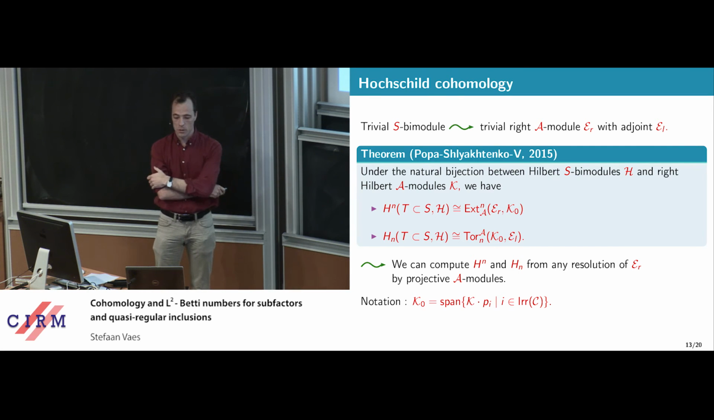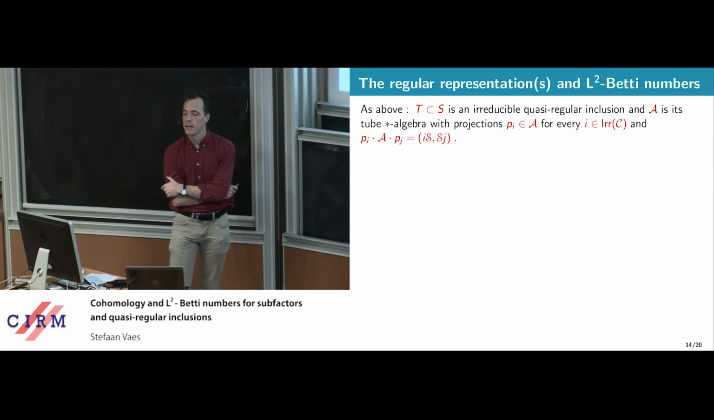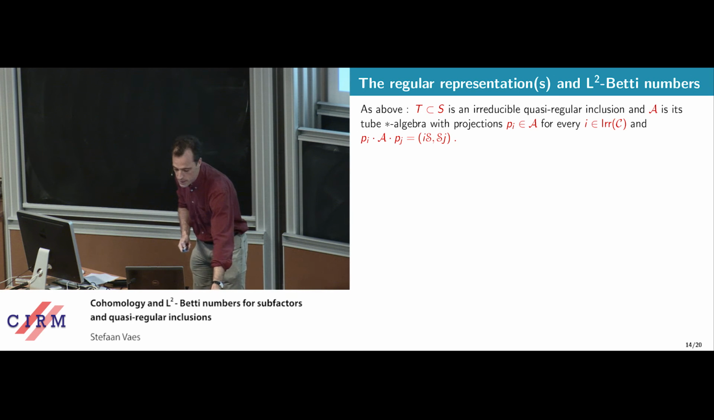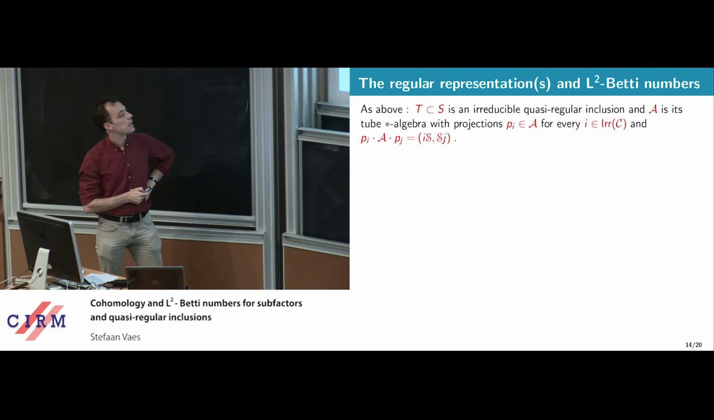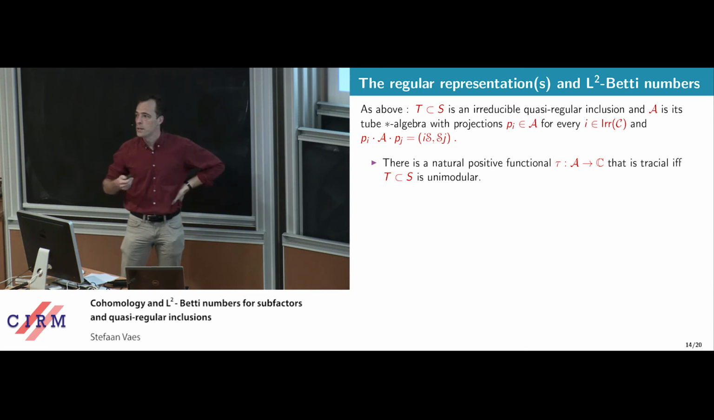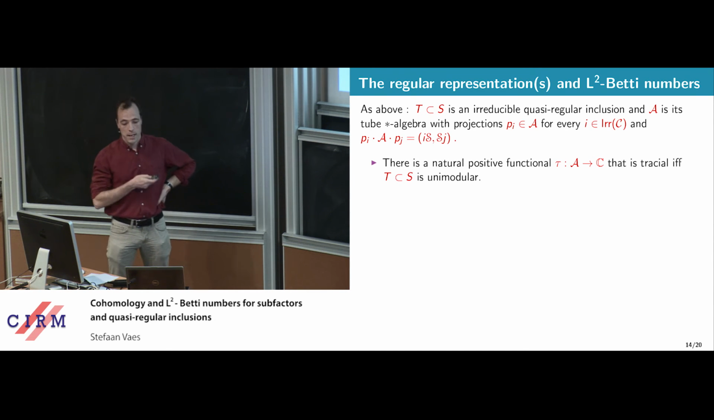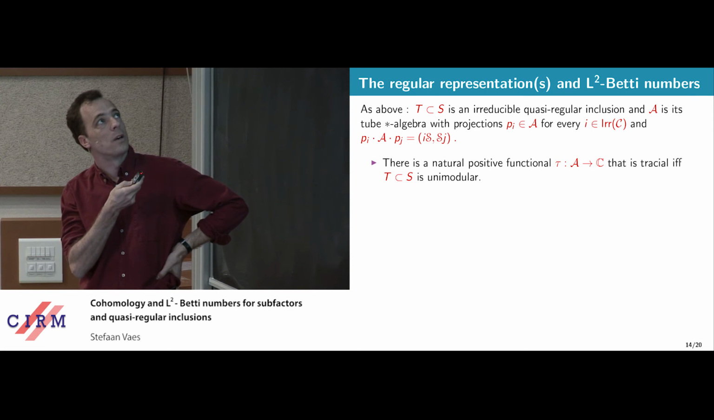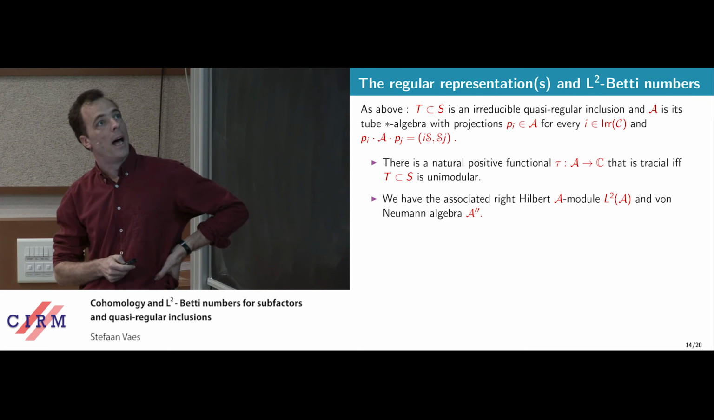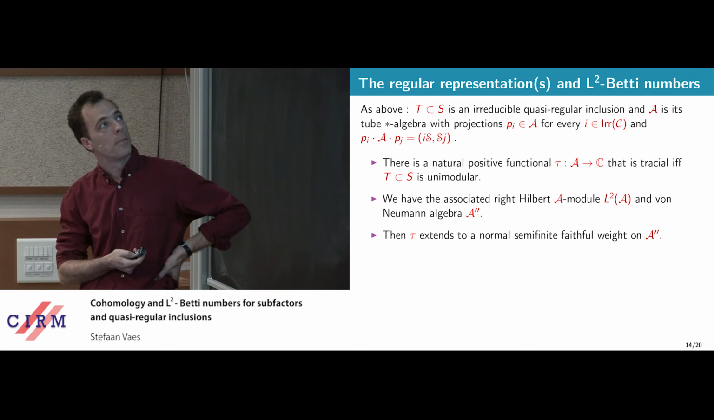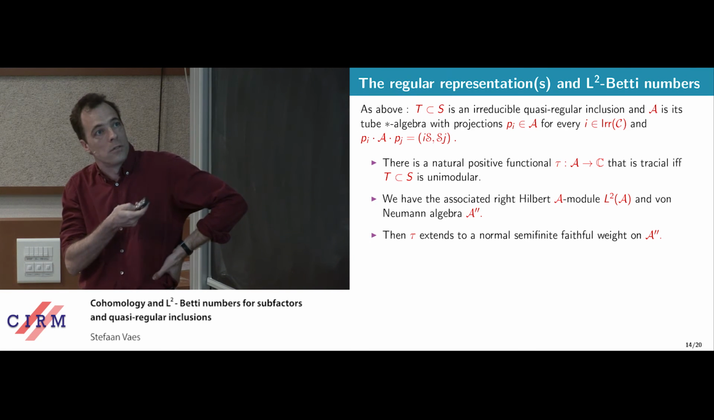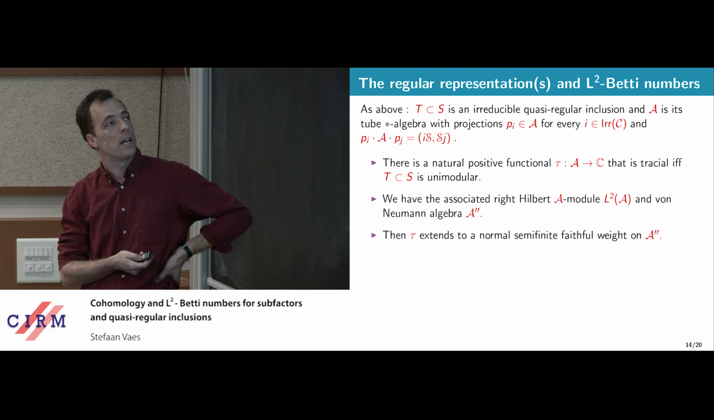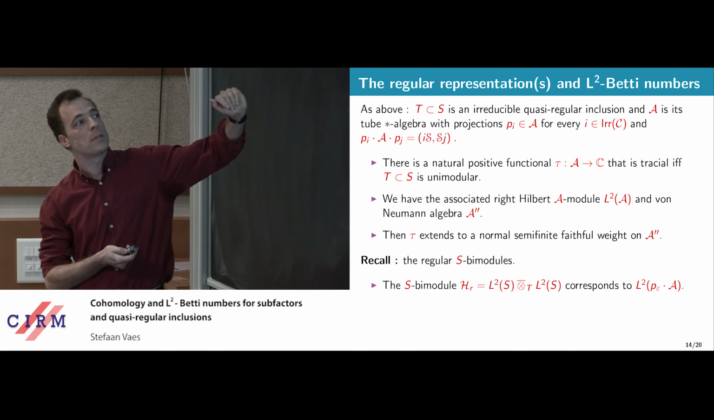So now we can start to compute things. And in particular, I can reinterpret the regular representation. So not only did we have this abstract star algebra, but it actually comes with a canonical trace. So the star algebra has a natural positive functional. It's, again, exactly tracial in the case where you had this unimodularity assumption. And so you can make a Hilbert space, and you can make a von Neumann algebra that comes with it. And then on that one, you extend to a weight or a normal trace. And here are now the regular representations.